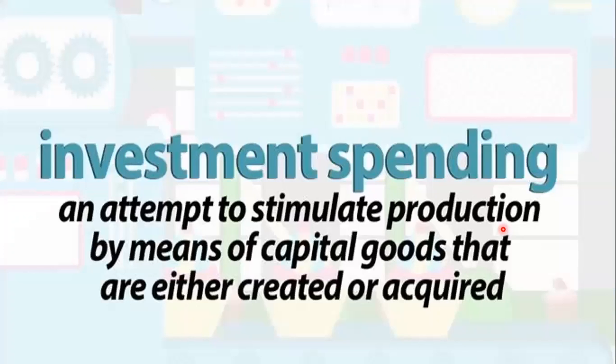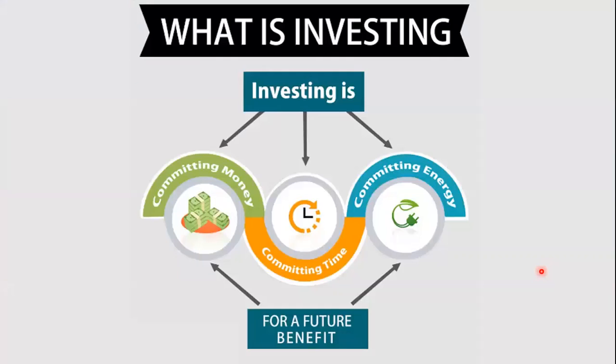But we're talking about financial definitions. So investment spending, an attempt to stimulate production, I like this, stimulate production by means of capital goods that are either created or acquired. All right? So you invest to produce. That's it. You can invest money, you can invest time, you can invest energy. Like I told you before, you invest your energy, you put all your thoughts, your work on this, right?